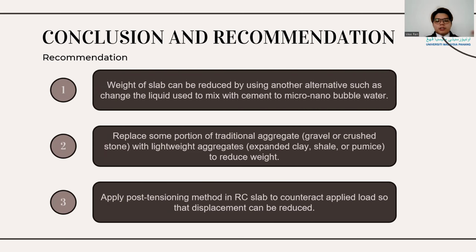So I have some recommendations after I have done this research. The first one is that the weight of the slab can be reduced by using another alternative, such as changing the liquid used to mix with cement to micro nano bubble. Second is to replace some portion of traditional aggregates such as gravel or stone with lightweight aggregates like expanded clay, shell, or pumice to reduce weight. Third one is to apply post-tensioning method in RC slab to counteract applied load so that the displacement can be reduced.